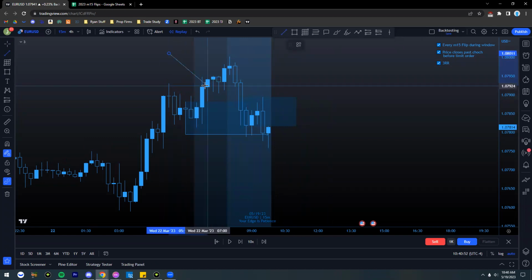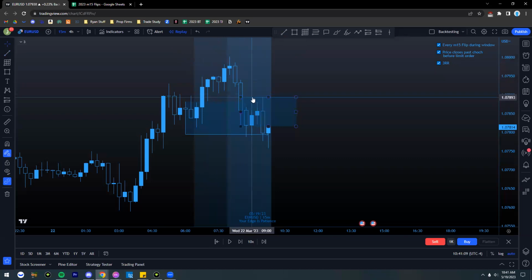Your high gets broken here. And then as soon as you make the high, price comes down and melts all the way to here. Price ignores this entirely and comes all the way down to it, which tells me that it is probably going to come back up there. So let's go with that, Ashley. Let's go with the top one.